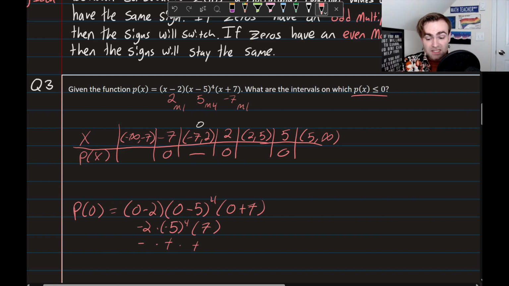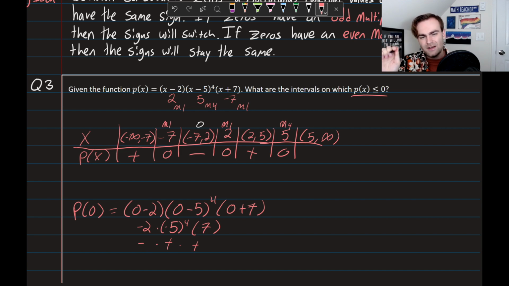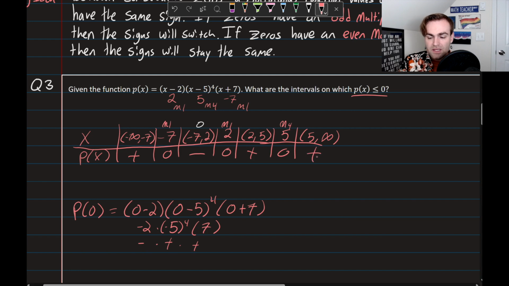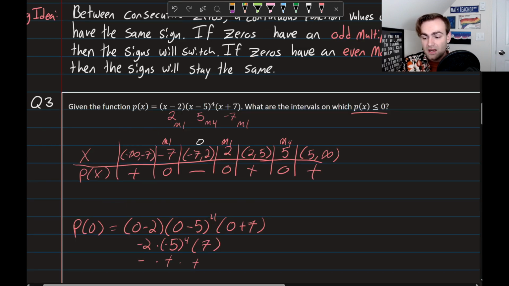Now, from here I can use my knowledge of the multiplicities to figure out the rest without having to do all of the work. So this was a multiplicity 1, this was a multiplicity 1, and this was a multiplicity 4. Multiplicity 1 means that the other side should be the opposite. So this function must have started above, crossed, went below, crossed, went above, and then at 5, it's above, hits 5, and goes back up. And we can tell all of that from the multiplicities and whether they're odd or even.